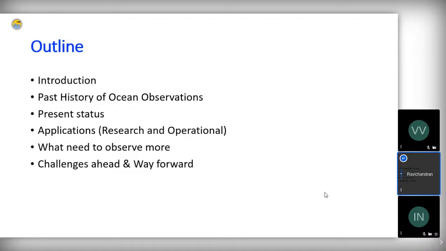Mainly I will focus on the sustained observing system. I will highlight typical applications. I cannot cover all the applications that have come out of these observations, but I will highlight some observations that have thrown new insights, and also the operational utility of these observational components. And finally, what the gap areas in the existing observations are, how we can go ahead with that, and what the challenges ahead and the way forward are. So these are the basic things I will cover.